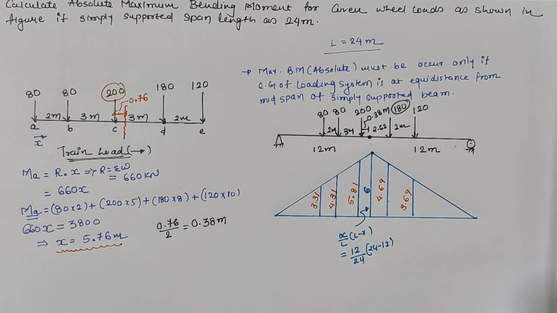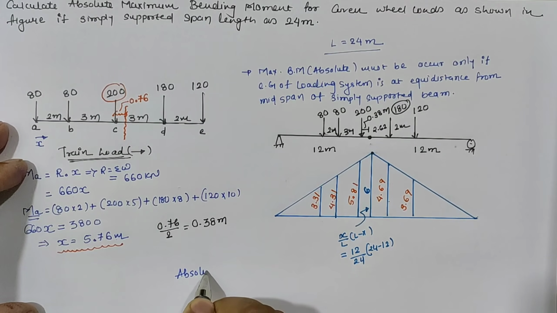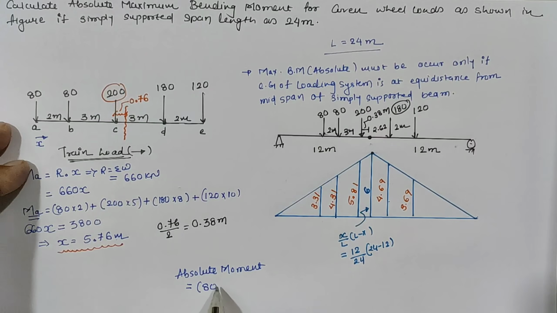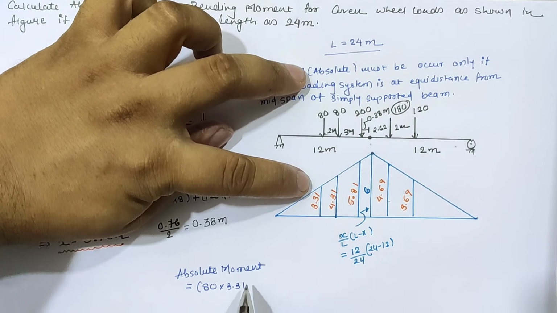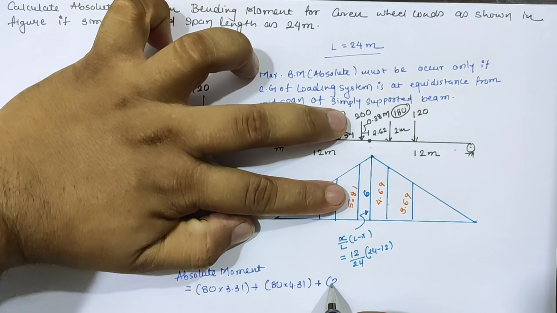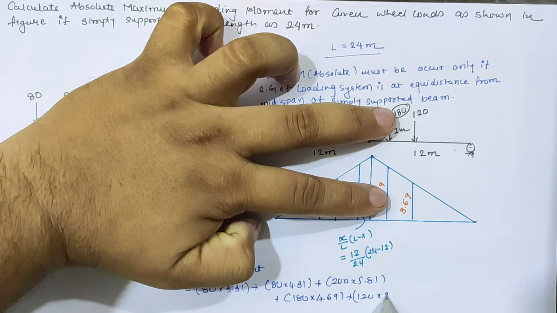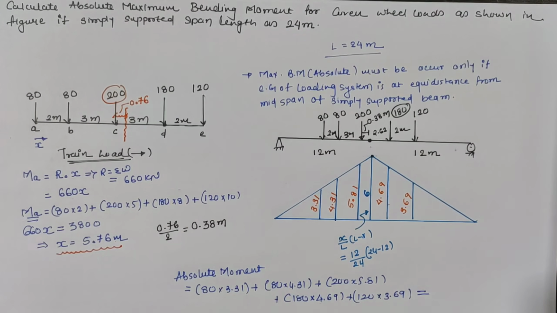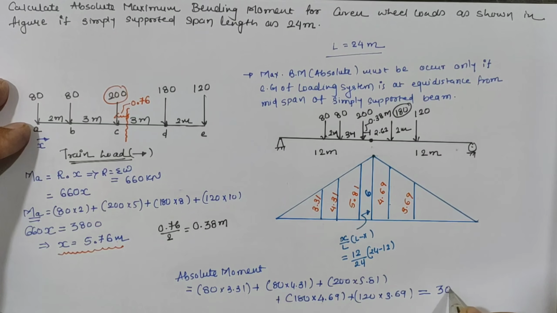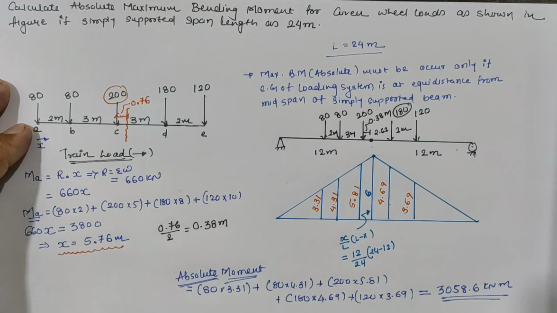The ordinates under each point are as shown in the IL diagram. So let us calculate the maximum bending moment as the absolute moment, which is equal to load into ordinate for each load, which is equal to 3058.6 kilonewton meter, which is known as the absolute bending moment for the given train load. Thank you.